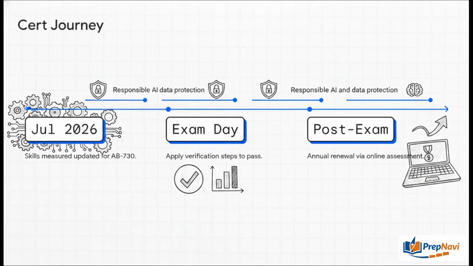As we wrap up, let's take a quick look at the timeline of your whole certification journey. Notice that critical update back on July 22nd, 2026? That's when the skills measured were refined, putting a heavy focus on the exact Copilot management and security steps we've been talking about. Then comes exam day, where you'll apply those exact verification steps to hit that 700 passing score. But hey, the journey doesn't just end there. Post-exam, you need to remember that Microsoft Associate and Expert certifications expire annually. But the really good news, you can renew them for free just by passing an online assessment on Microsoft Learn.